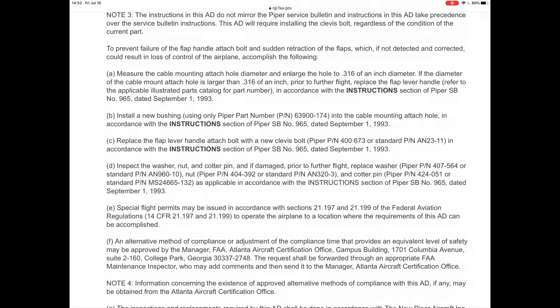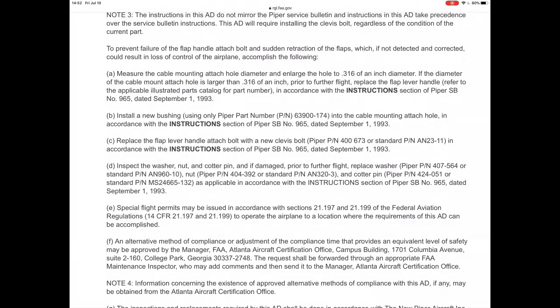So if the airplane would otherwise be grounded because of the compliance time or something like that, but we do not have a facility available that can perform the AD, we can apply for a special flight permit to take the aircraft to a location where the work can be completed. Paragraph F tells us that an alternative method of compliance or adjustment of the compliance time that gives an equivalent level of safety can be approved by the manager, in this case for the FAA, at the Atlanta Aircraft Certification Office. So effectively, if this doesn't work for you, if it is going to inhibit your operations in such a way that you feel it's necessary to apply for an alternative method of compliance, you're welcome to.